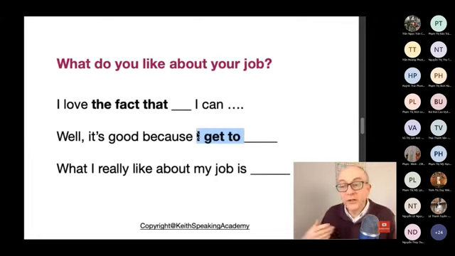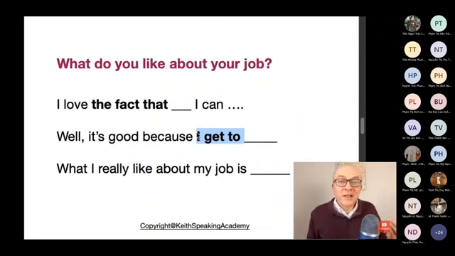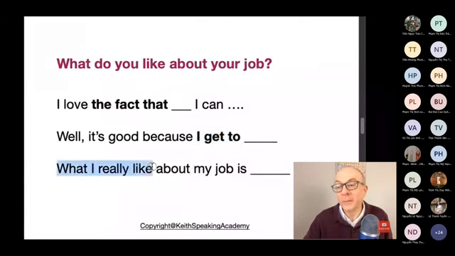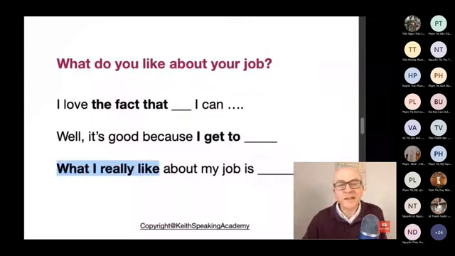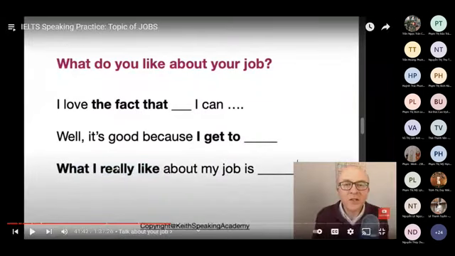It's good because I get to teach students across the world. It's good because I get to organize my own time, right? Similar thing. It's good because I can work with different people. What I really like about my job, and this is nice English, right? Yeah, this is very interesting.